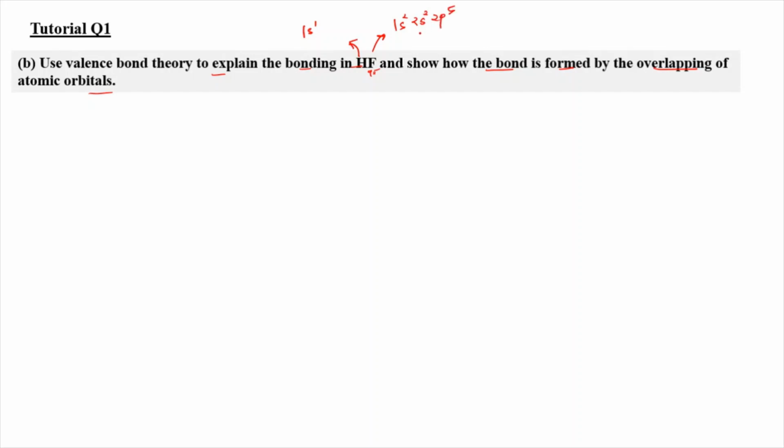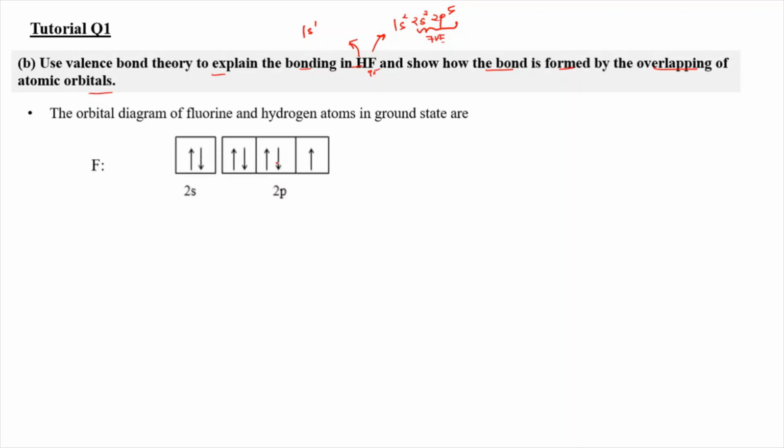And since we are talking about valence bond theory, we're going to focus on the valence electron only. So we have 7 valence electrons in the fluorine atom. So we're going to draw the orbital diagram. The orbital diagram for the fluorine, where we're going to focus on 2s2 and then 2p5, is going to look something like this. And then we're going to have the orbital diagram for the hydrogen atom, which is 1s1. And then this orbital here and this orbital here are going to overlap together in order to form the bond.